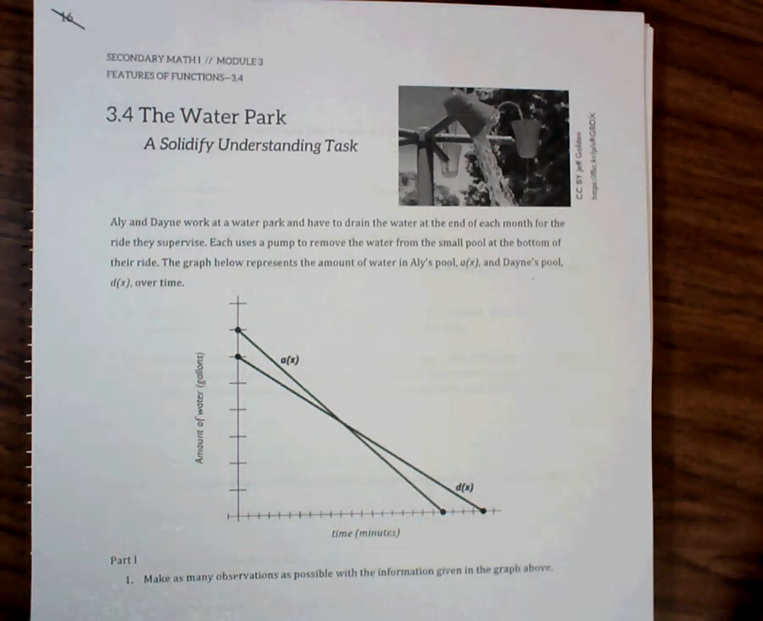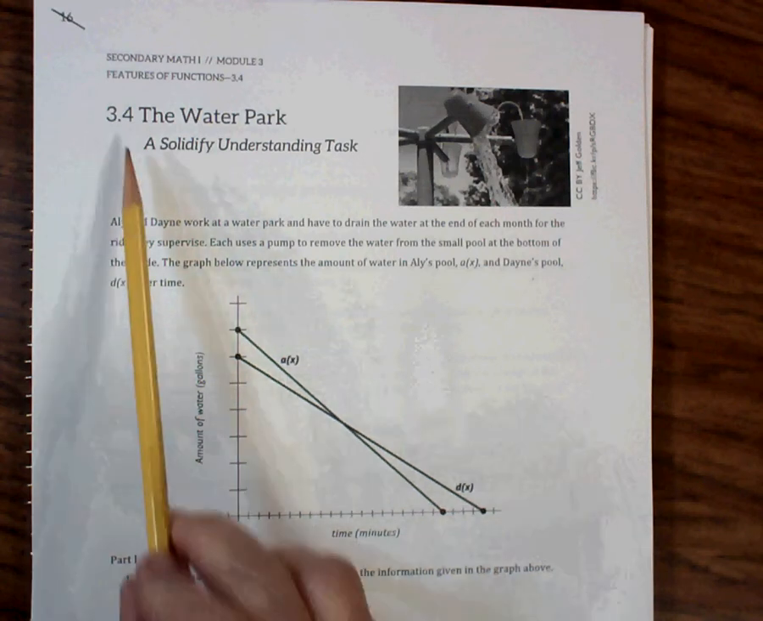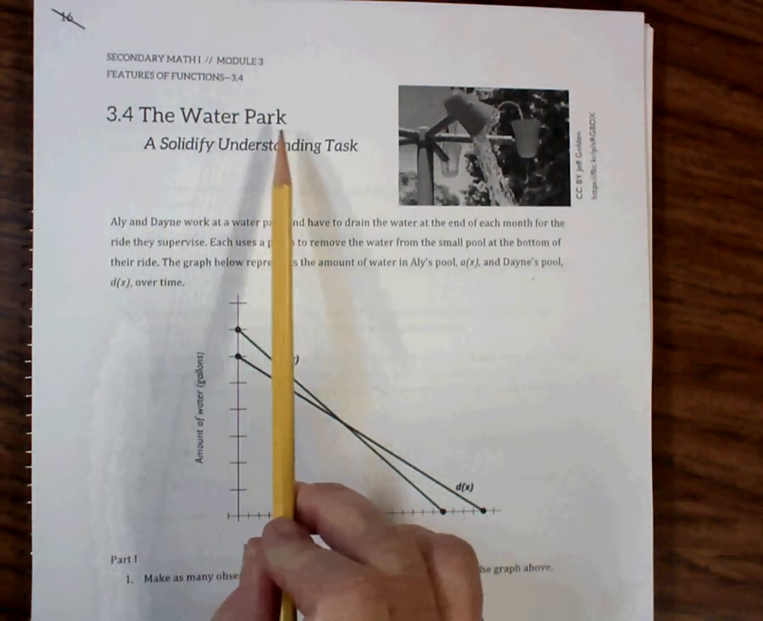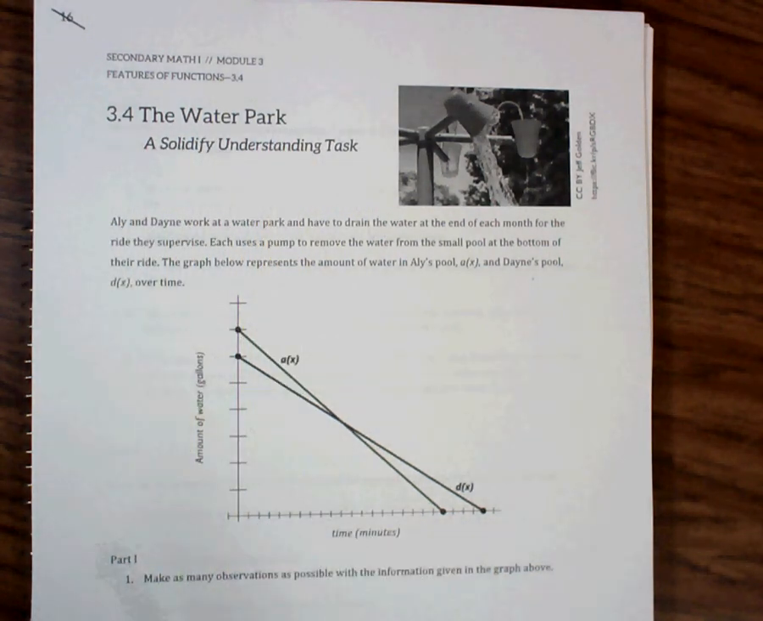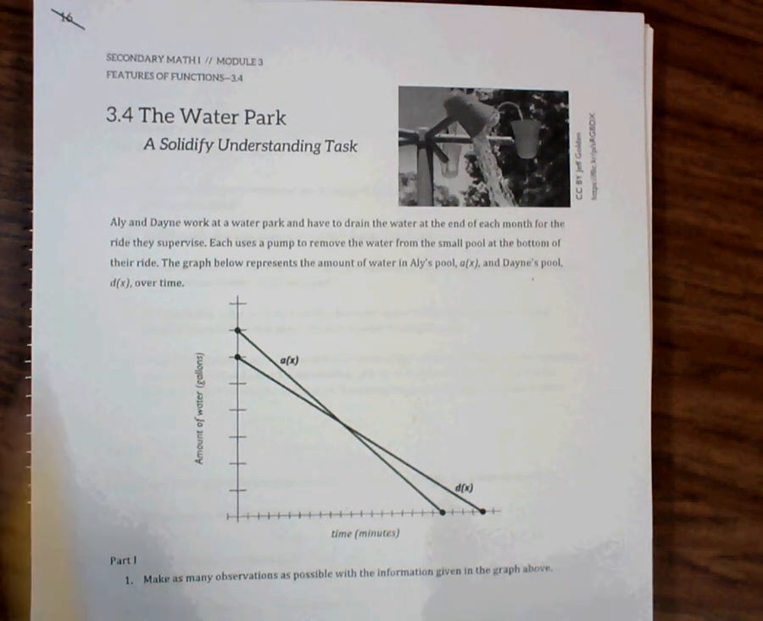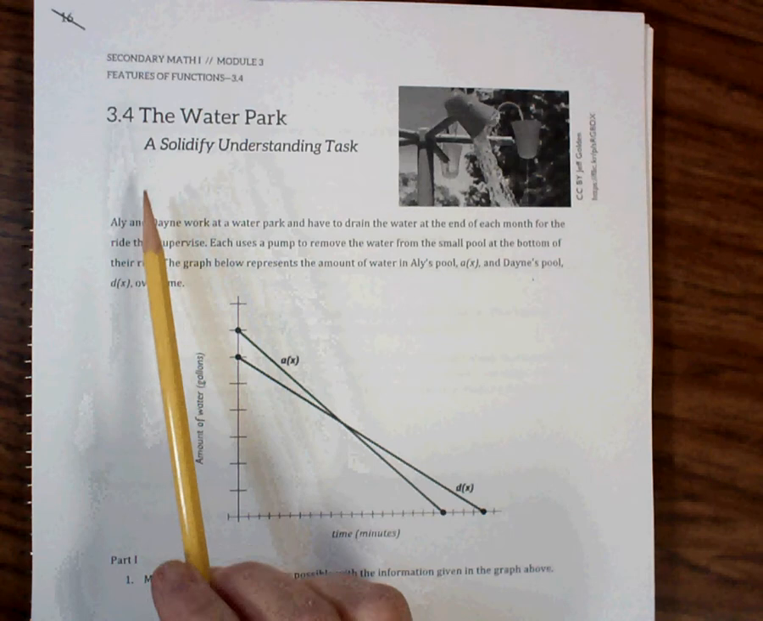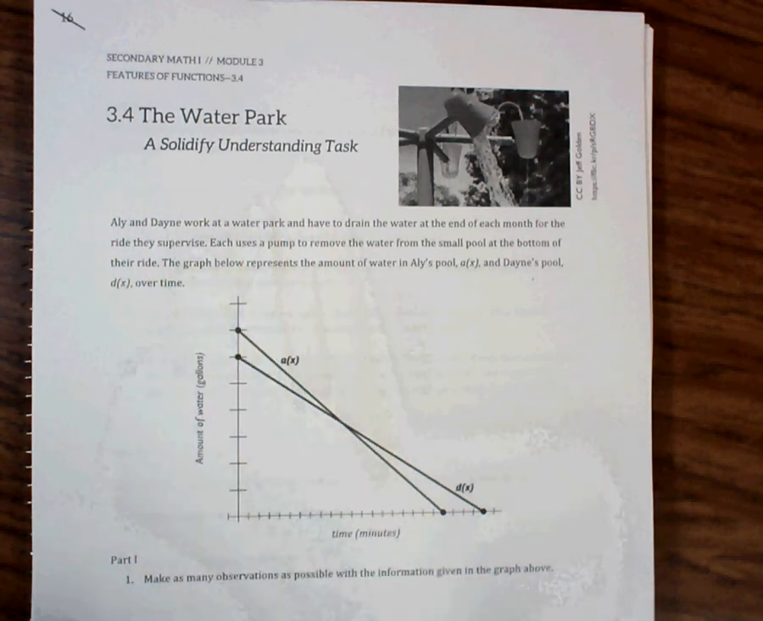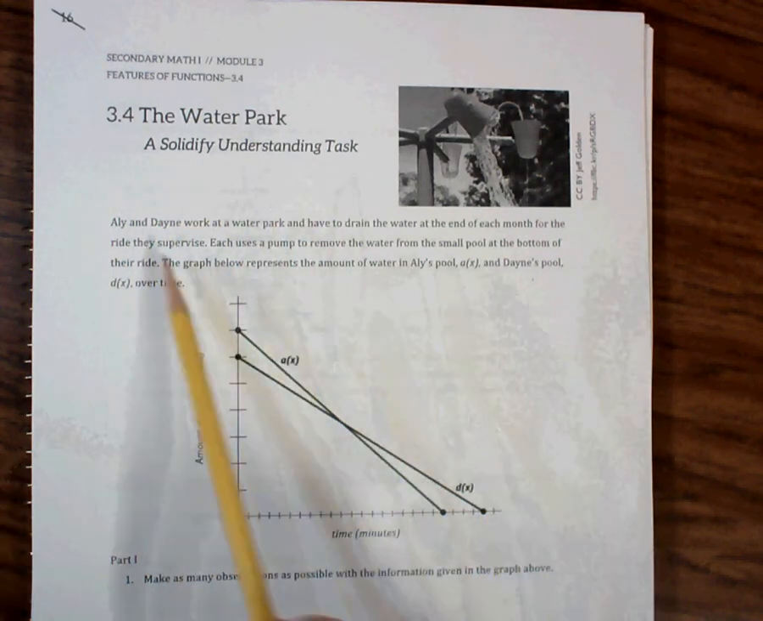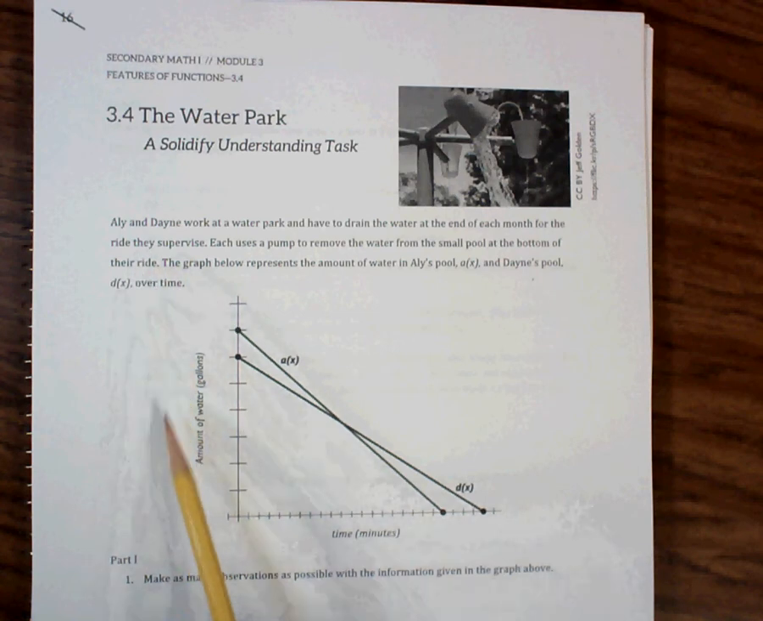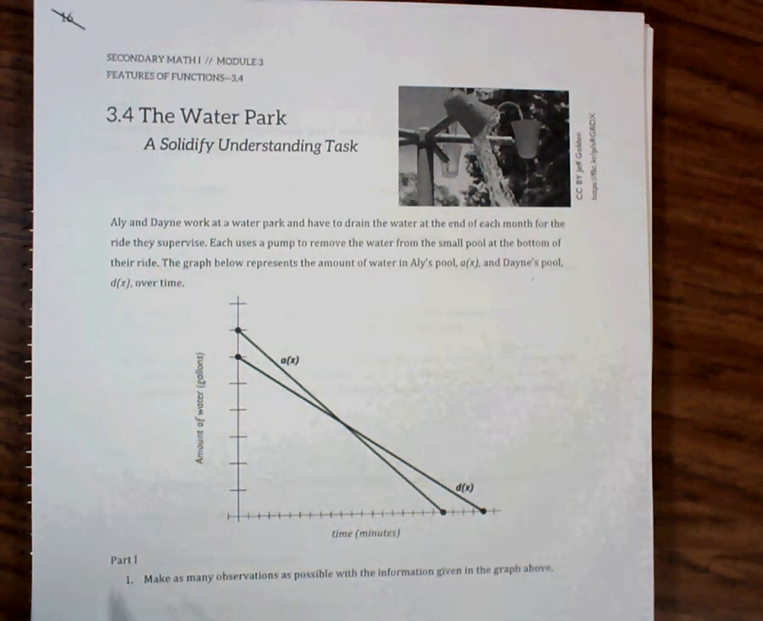Okay, today we are starting to work on 3.4, the water park. This is from Module 3, Features of Functions. So 3.4, the water park, a solidify understanding task. So I think before I even read this, I'm going to look for what the first question is, because this has been a tricky chapter so far.